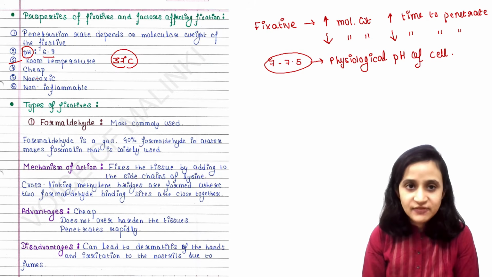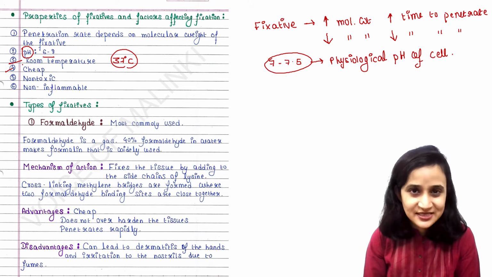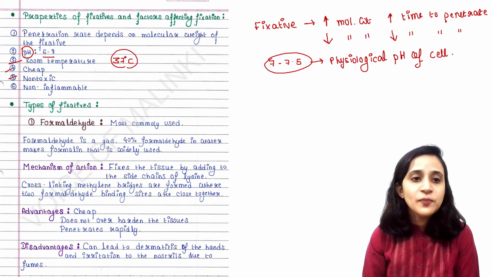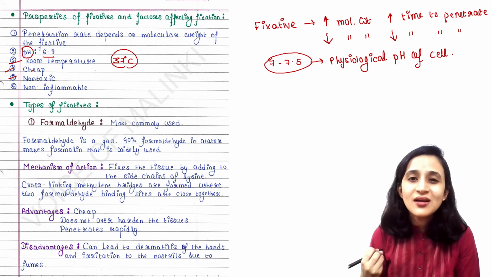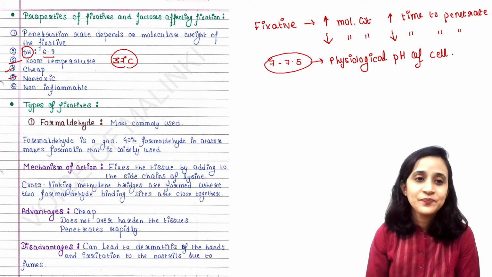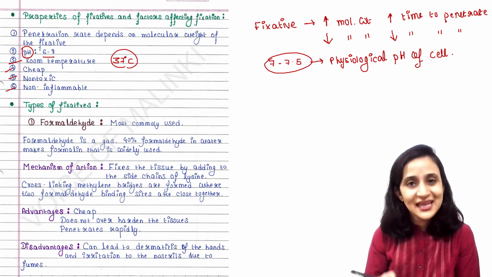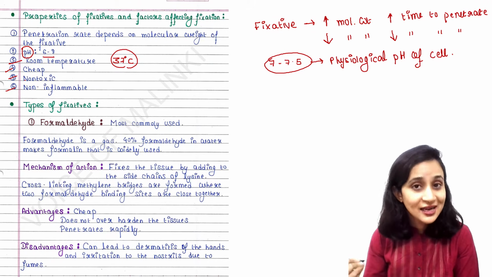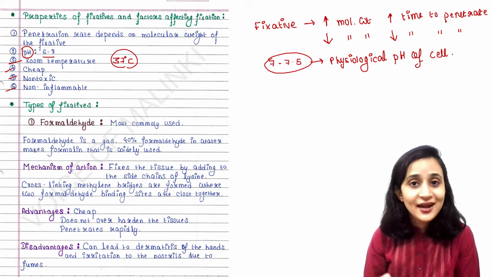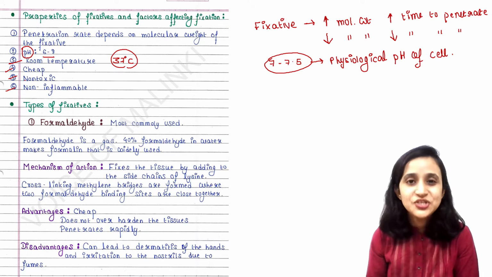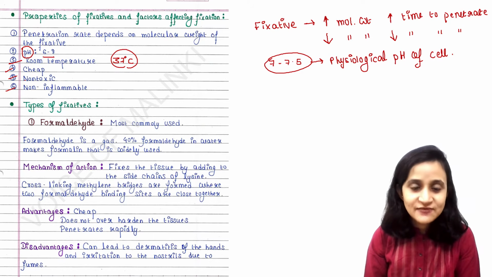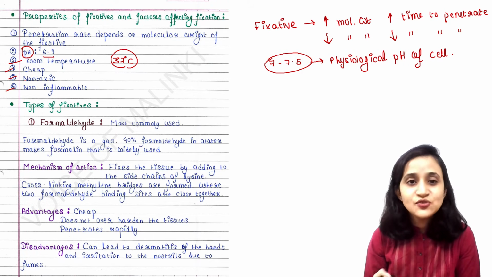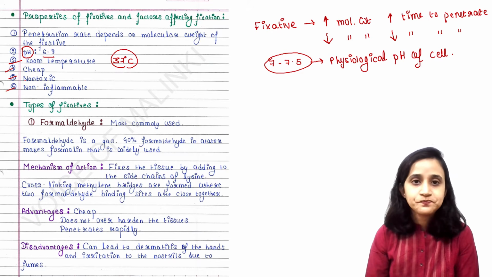And the fixative you are using should be cheap. It should be inexpensive. It should be non-toxic so that the fixation cannot do any harm in the cell. It should be non-inflammable so that it cannot induce any inflammation in the cell. So these are some properties of the fixatives and these are some factors which are affecting fixation.